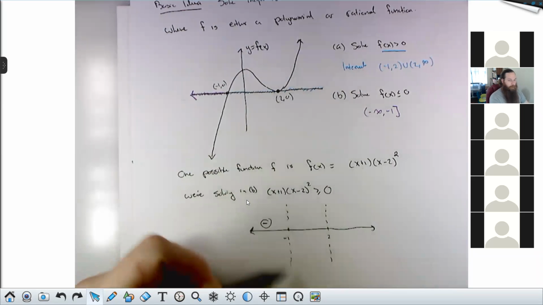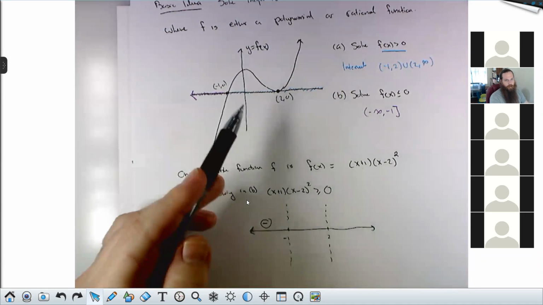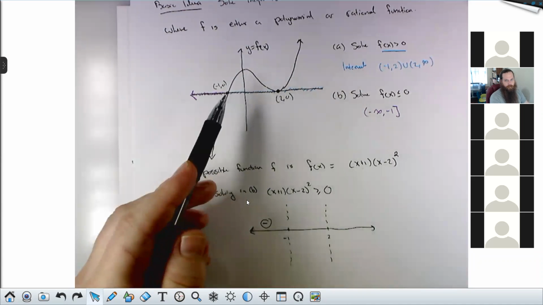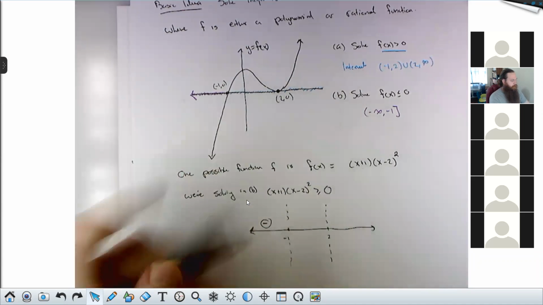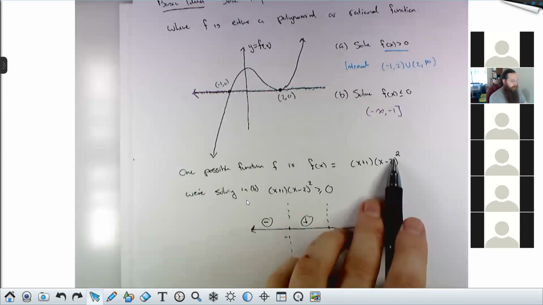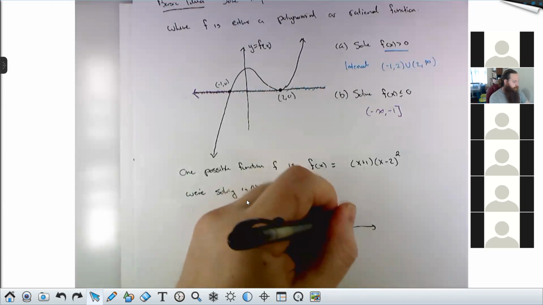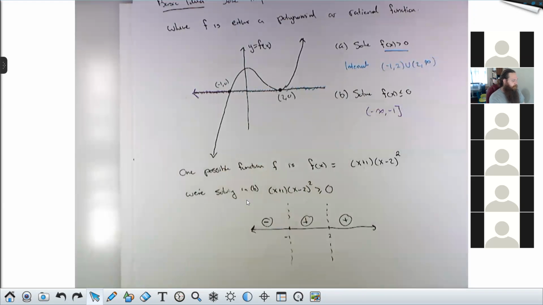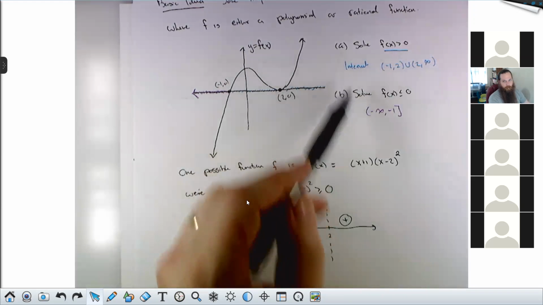And then since this is a multiplicity 1 root, we cross the x-axis there because this factor is a multiplicity 1 factor. I know my function will become positive in here. And then knowing that I'm positive here and that this comes from a multiplicity 2 factor tells me I won't change sign. I'll stay positive. And thus, if you want to know where is f of x positive, from -1 to 2 and 2 to infinity. Where is f of x negative? From -infinity to -1. And that's exactly what we had here.